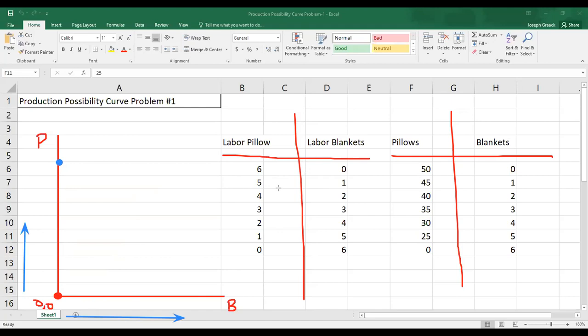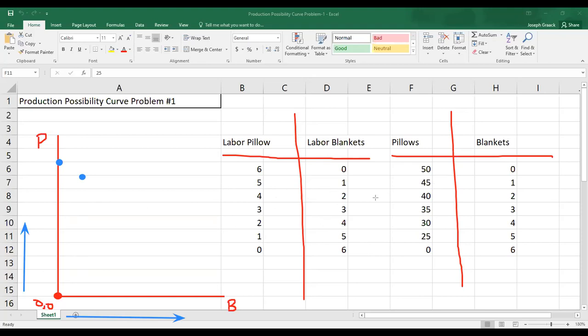And let's say that he starts branching out, right? So I can make more money if I sell pillows and blankets. So I'm going to put 5 employees on pillows, 1 employee on blankets. Then they're going to make 45 pillows and 1 blanket. So 5 employees would be right about here. 45 pillows would be around here. And then as you can see, that's about 1 blanket's worth and 1 employee's worth.